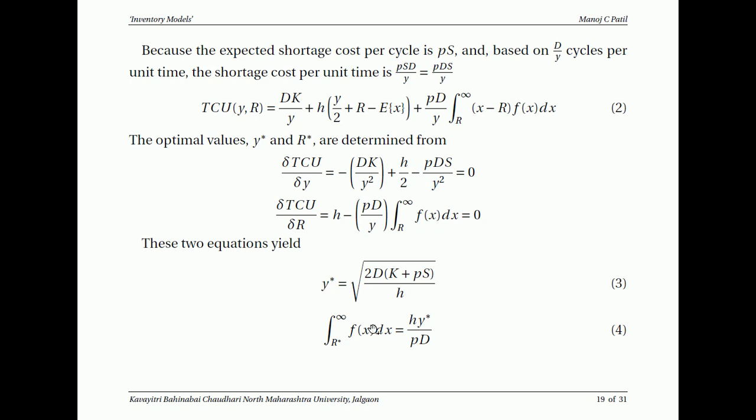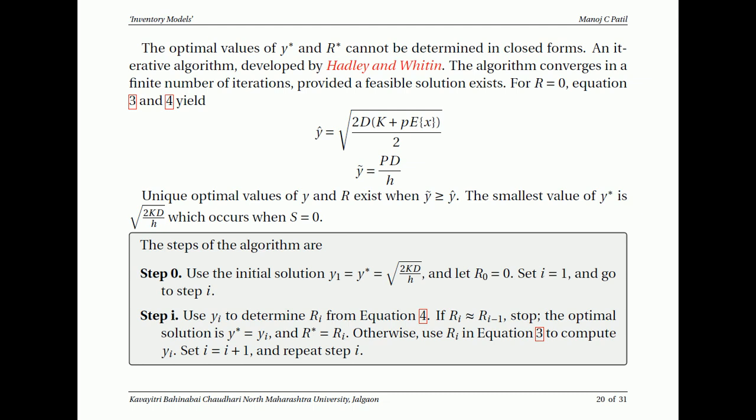We can calculate r and y star by using these two equations, but as the above equation is quadratic and the below equation is integration type, it is quite complicated. So Hadley and Benton came up with an algorithm to solve this by using an iterative procedure. What they have done: for r is equal to 1, they converted equations 3 and 4 to y hat and y curl.